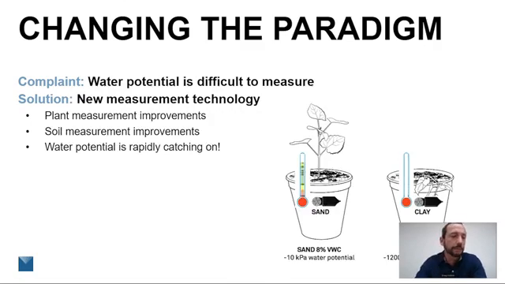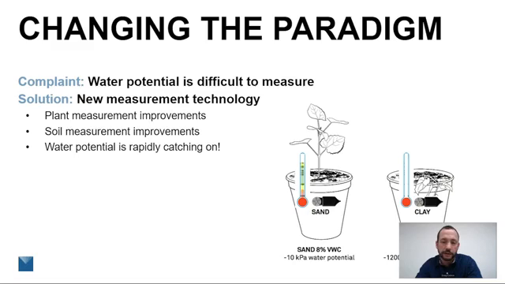And then the final complaint, well, water potential is difficult to measure. Well, it is, but that's our job, okay? And we as a community, not just Meter Group, but others as well, are coming with new technologies every single year. So the plant water potential sensors and measurements are improving rapidly. We're seeing new technologies come out that hopefully will change the game there. Certainly the soil measurements are improving.